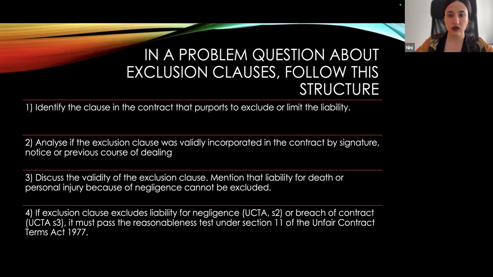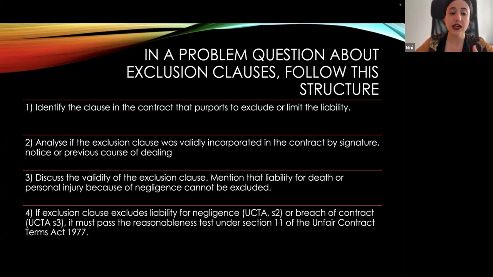part. So if the exclusion clause was incorporated by signature, then discuss what this means, cite the relevant cases, apply it to the facts of the case. Provide analysis. Discuss the validity of the exclusion clause. Mention that liability for death and personal injury cannot be excluded for negligence.